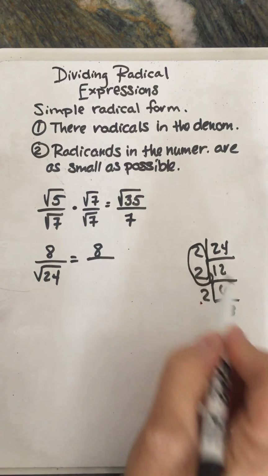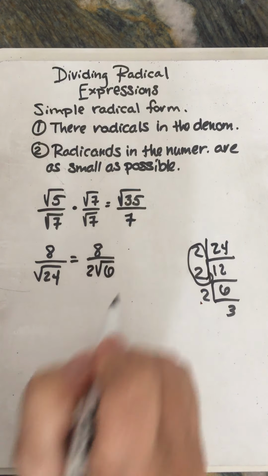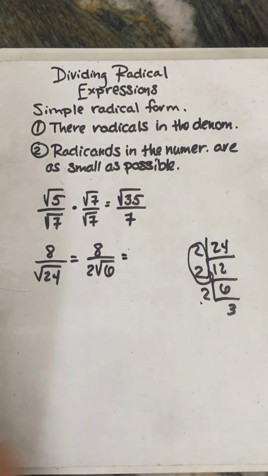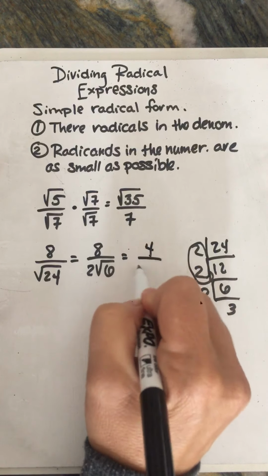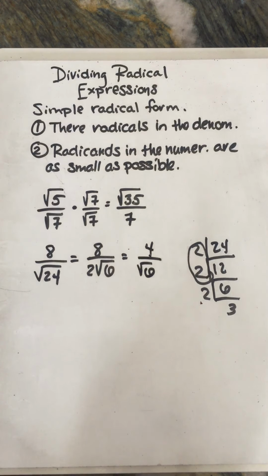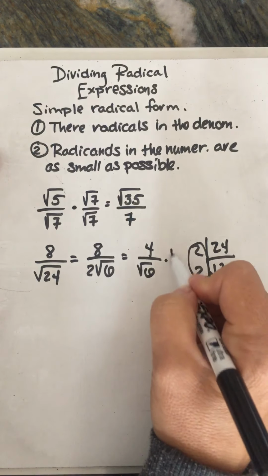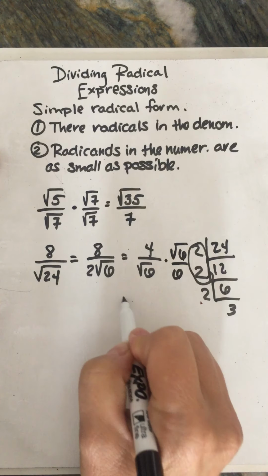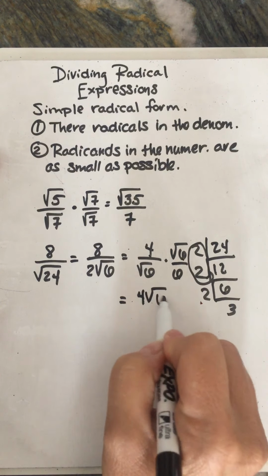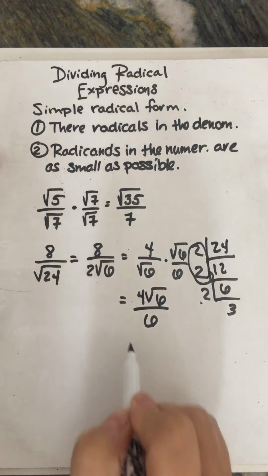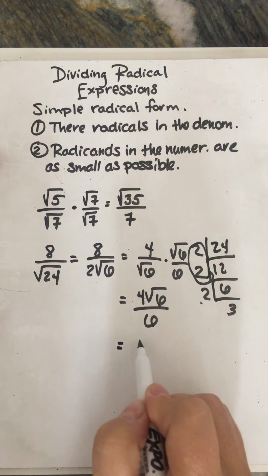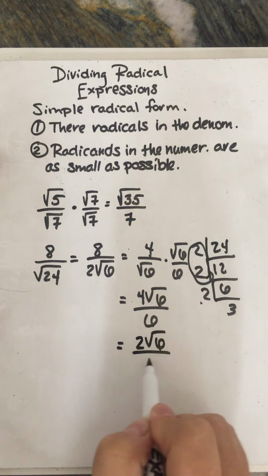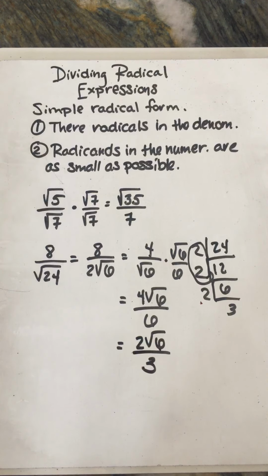So I've got a set of 2's. So this would be 2 square root of 6, which reduces our fraction to 4 over the square root of 6. Now we still have a radical in the denominator, so let's multiply by 1. That gives us 4 square root of 6 over 6, and we can reduce the fraction a little bit further since it can. Now you're good to go.